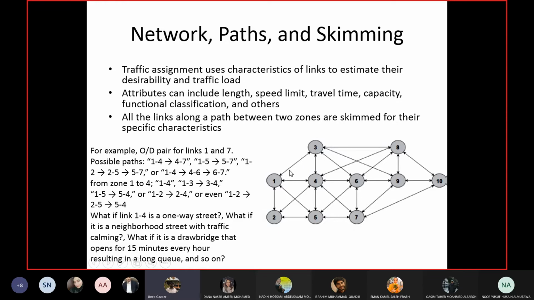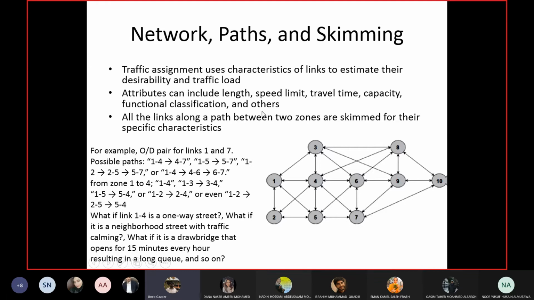If the desirability is higher, then the traffic load on that highway will be higher as well. Desirability includes what? The characteristics which can change the desirability include length of the trip, length of the link, speed limit on the link, travel time of the link, capacity, functional classification, and any other characteristics.